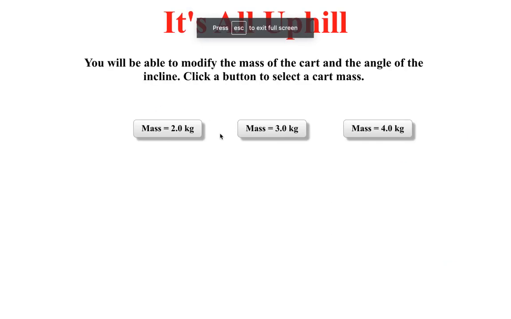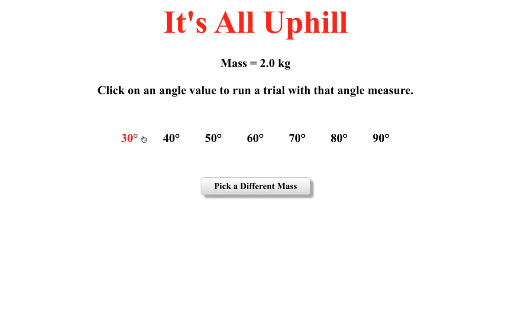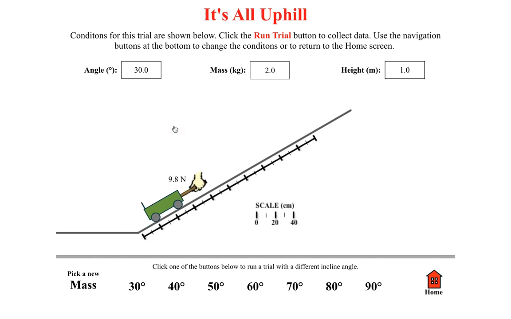You can pick a mass. So let's just say I'll pick 2 kilograms. And then we're going to vary the angle. So first I'll do 30 degrees. And then all you do is just click run trial. So you click the run trial, you'll note that the force is right here. So it says 9.8 newtons. That's our force that we're going to put into the actual table.